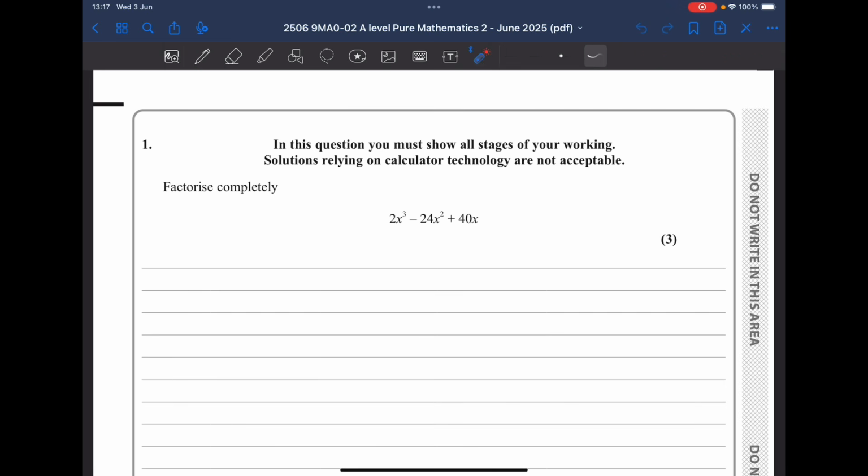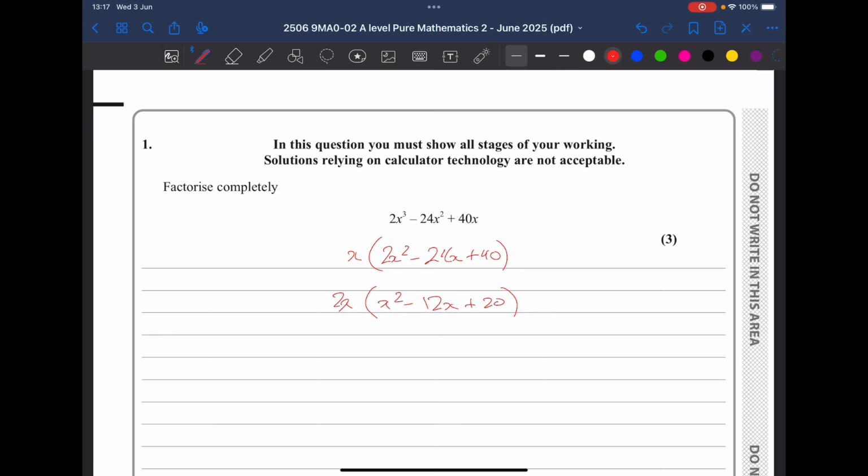So factorise completely, 2x cubed minus 24x squared plus 40x. We can take an x out straight away: 2x squared minus 24x plus 40. Need to factorise now. Numbers that times to make 80 and add up to make 24. But actually, we've got a 2 there, so let's take a 2 out as well: 2x, x squared minus 12x plus 20.